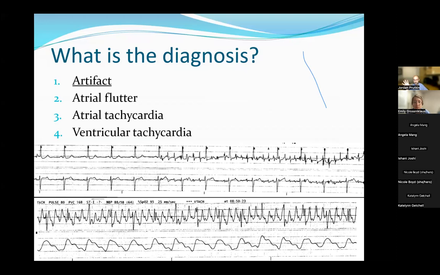It's probably artifact. It helps also to look at onset and offset. But again, especially if the patient's feeling fine and it just seems odd that they would have something like that, think about artifact in your list of potential diagnoses.